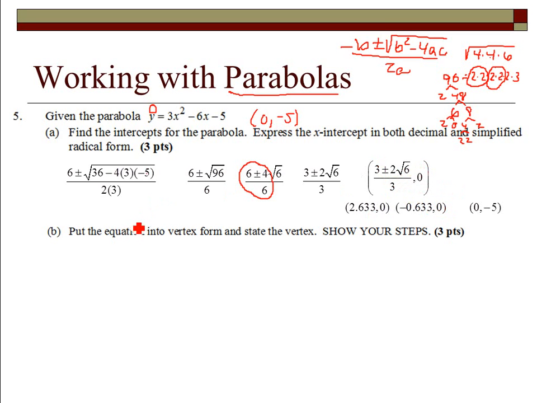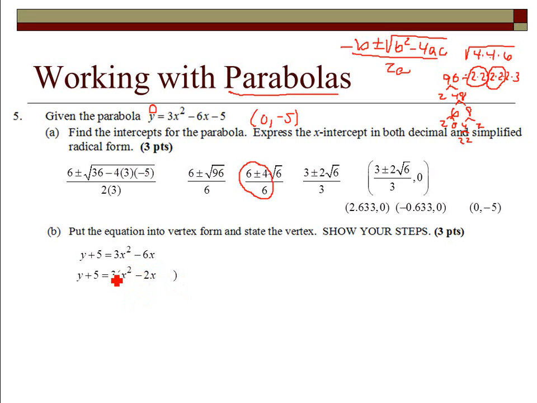Okay, now we're going to put the equation in vertex form, and we're going to state the vertex. I'll also show a possible shortcut for doing this. If you did this part B first, you might find it actually easier. So if you're good at completing the square, then to put this one in vertex form, I'm going to start by adding 5. Then I'll factor out a 3. I'm leaving a little bit of a space here.